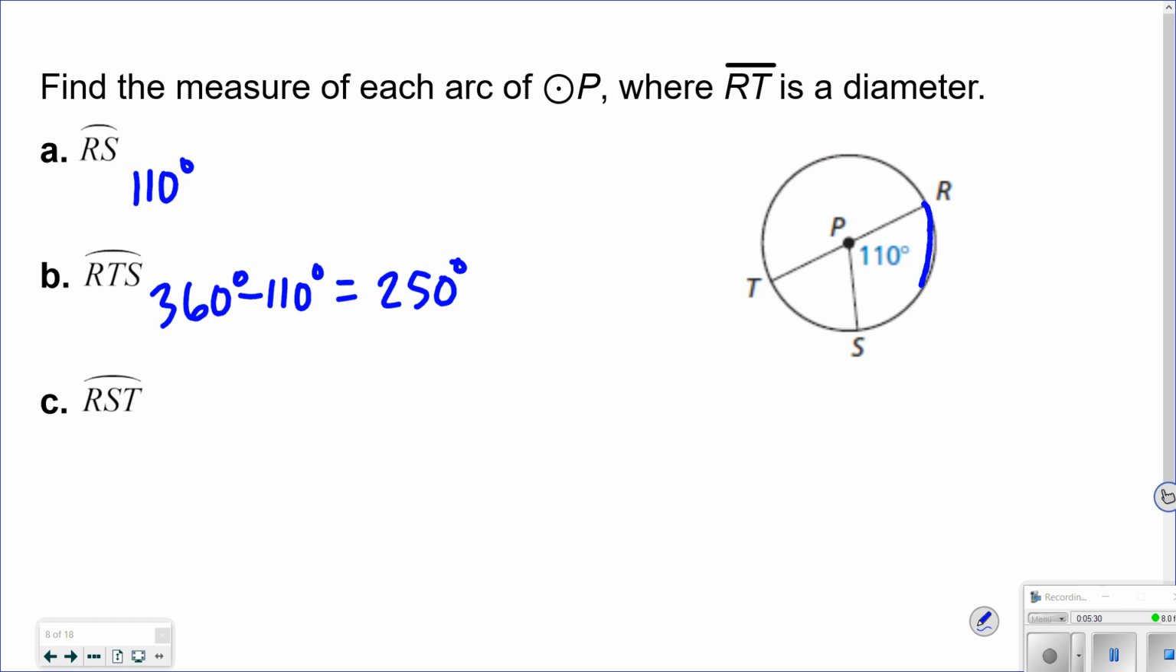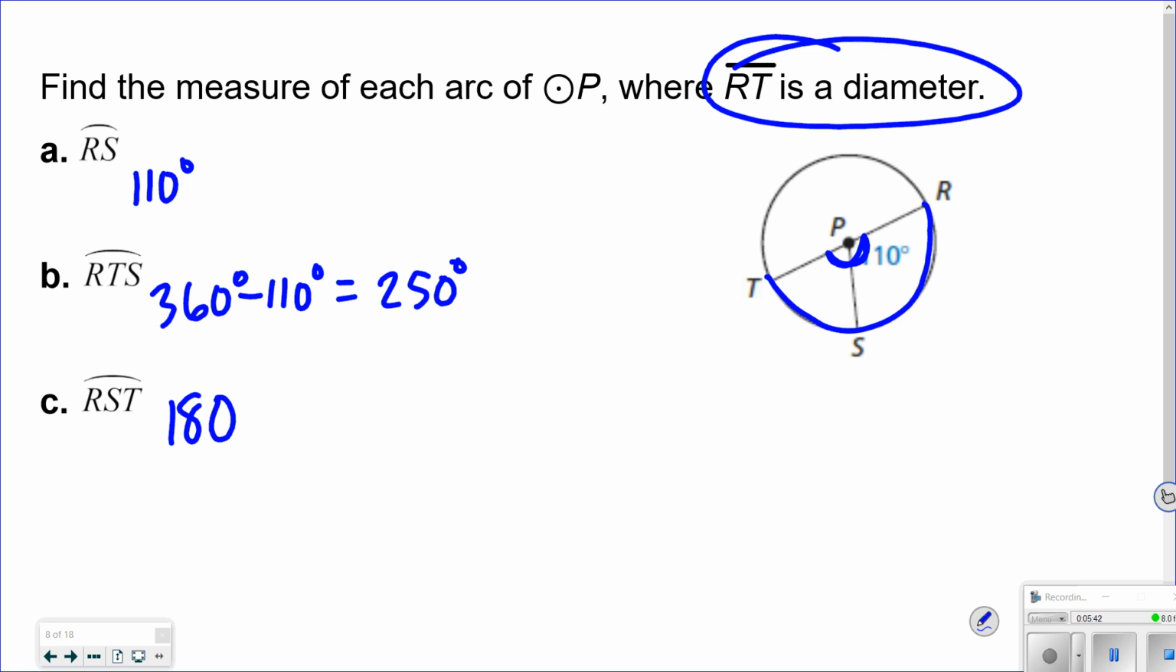RST is like this. If you look up here, though, it does tell me that RT is the diameter. That means that is 180 degrees. It's halfway around the circle. So we'd say that RST is a semicircle. The measure is 180 degrees.